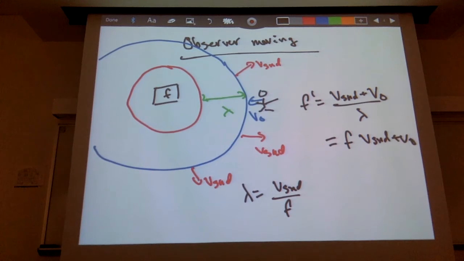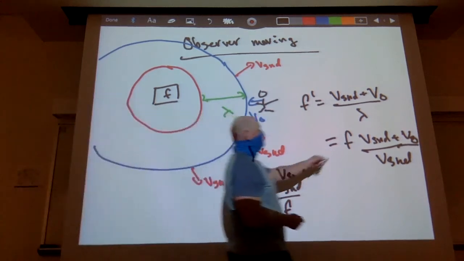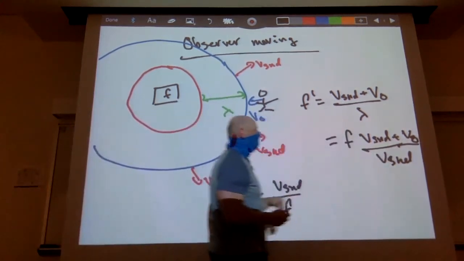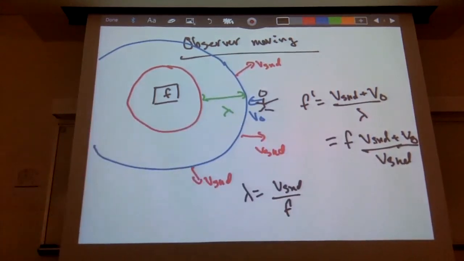plus the speed of the observer divided by then, the speed of sound. Speed of the observer, good. So this is the actual frequency times the speed of sound plus the speed of the observer, all divided by the speed of sound. And again, this is true when the observer is moving toward the source.